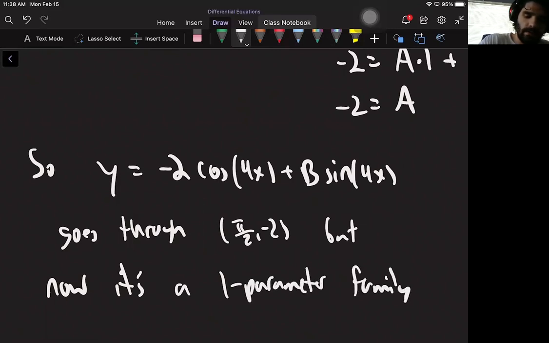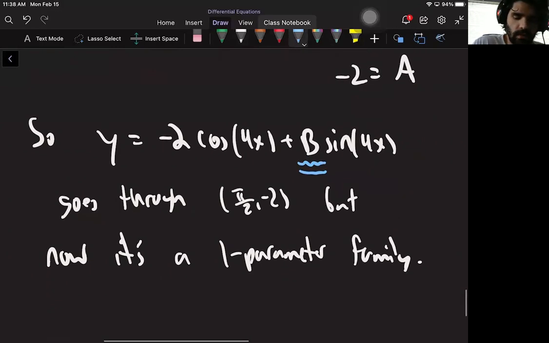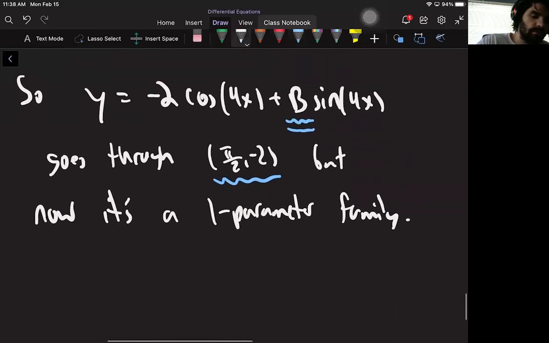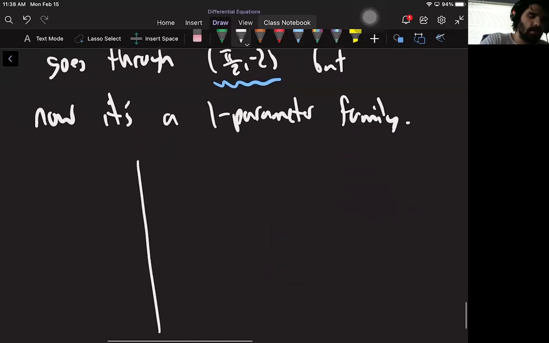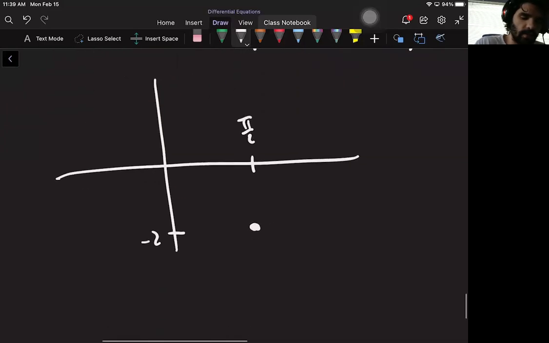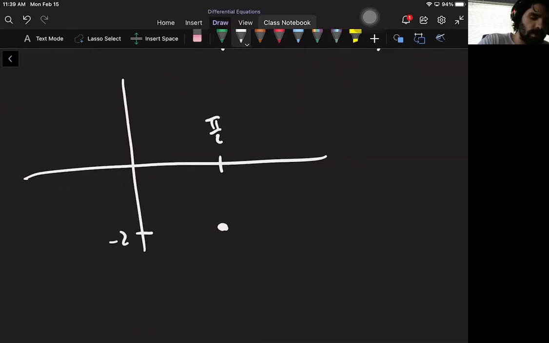So as b varies, ranges between numbers, I'm going to get lots of different solutions to the same differential equation going through this same point. So now the idea is I have (pi over 2, -2), and I have lots of solutions that go through that point. I don't know how they look, I'm just going to randomly draw lines here. But the point is I have lots of solutions that go through that point.